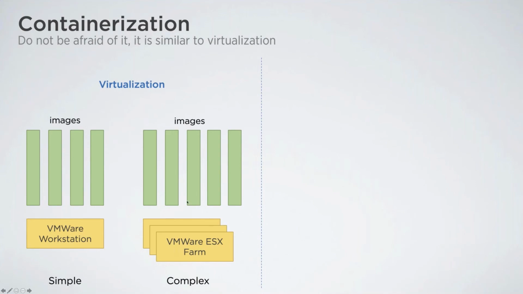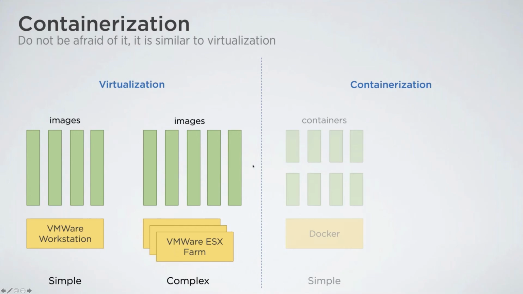And in this big virtual farm, you can deploy much more images. In containerization, it is similar. You can have one Linux server, one Linux virtual machine, install Docker on it. It's not complex. You just install Docker like you install VMware. And on the Docker, you deploy Sametime meetings split into these containers.